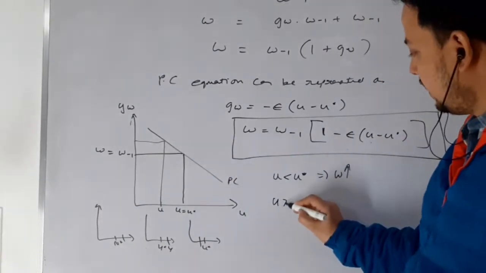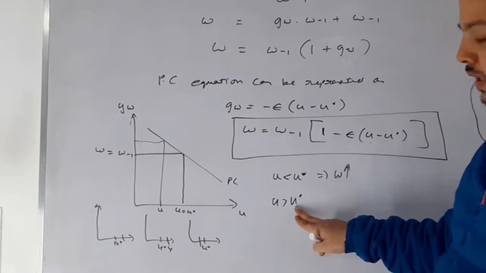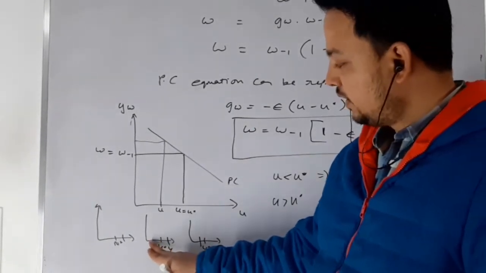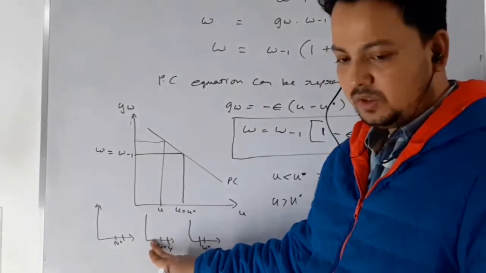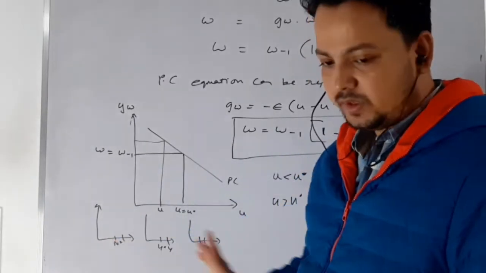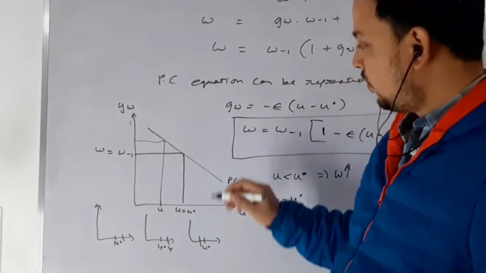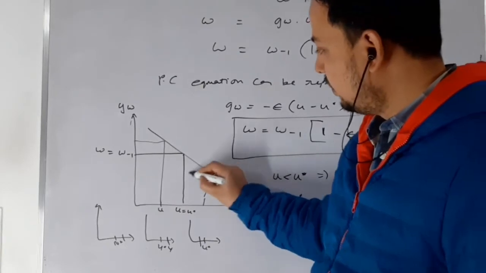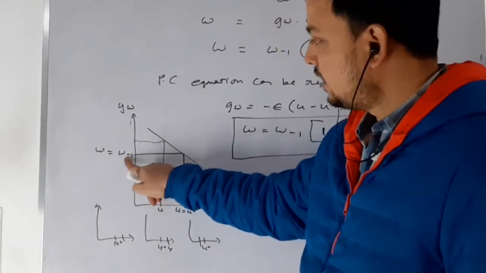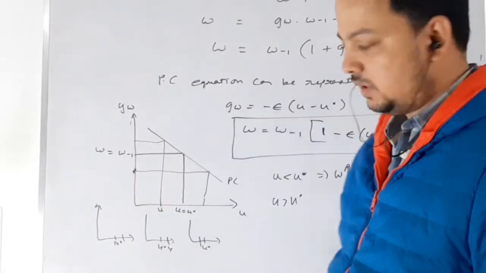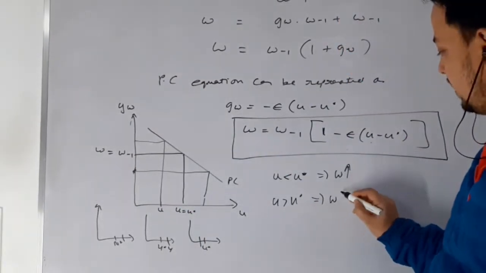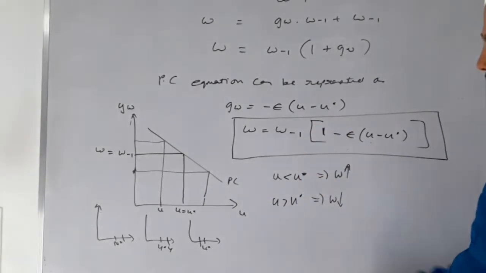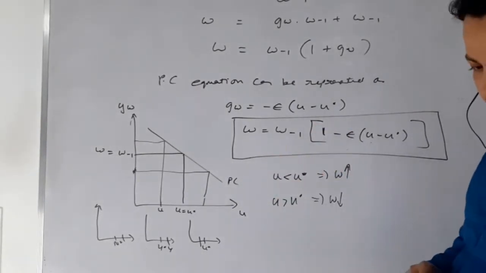Similarly, when u is greater than u star, unemployment is more than the natural rate. That means you are producing less than full employment output. Then what will happen? Employment is less than your natural rate. So wage will be less than your last year wage. Current year wage will be here, last year wage is here. So what happened? Current wage is falling. So this we have done, to derive the original Phillips curve.